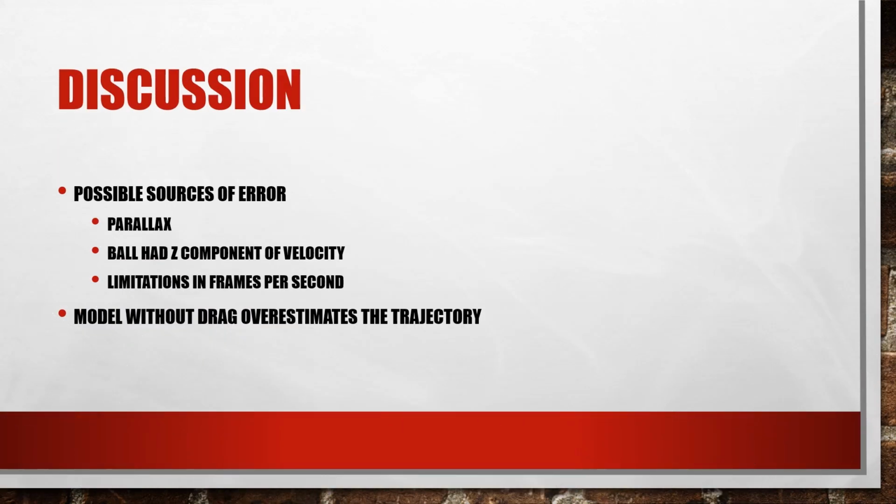The fact that the model without drag overestimated the trajectory of the ball speaks to the fact that the drag force must have come into play. However, the model with drag underestimated the trajectory of the ball, possibly meaning that the coefficient of drag was set too high. Possible sources of error include parallax error when filming the ball's movement, which could cause some inaccuracy in the measurements of the ball's position.